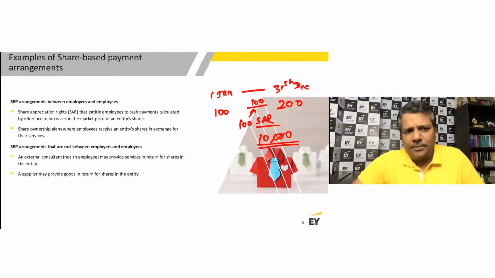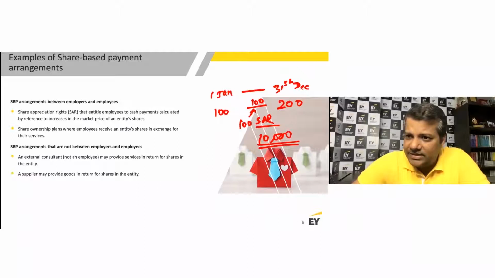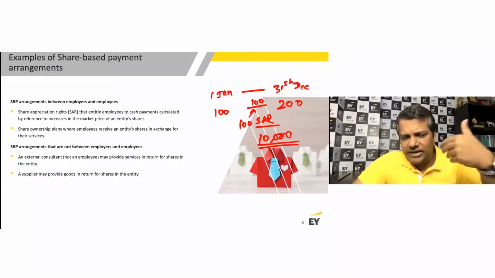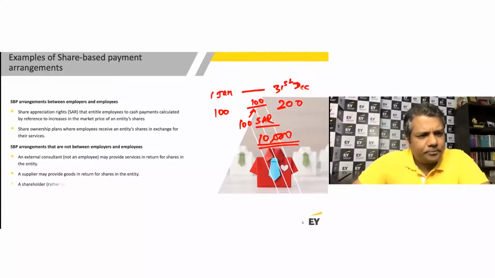A supplier may provide goods in return for shares in the entity. All kinds of things we see. Because at the end of the day, you have to look at shares as nothing but a currency. Shares are another form of currency, because you derive value from the shares, which represent the underlying value of the company you are dealing with. So it's like a form of exchange, like currency. A shareholder may grant shares to an employee.